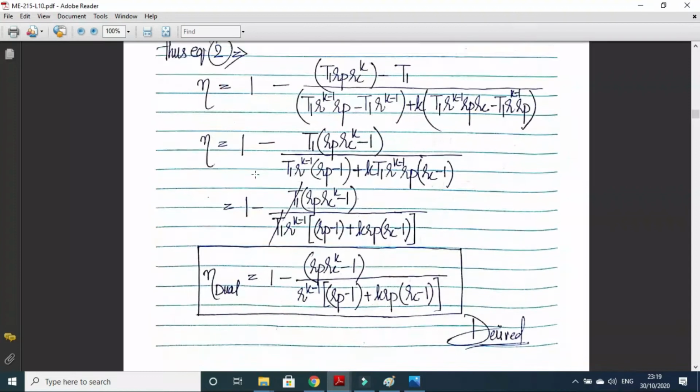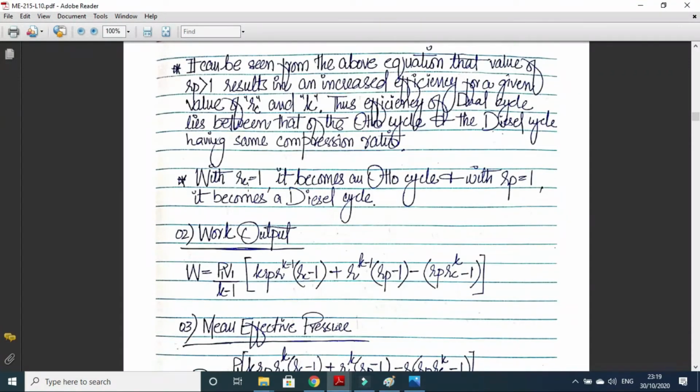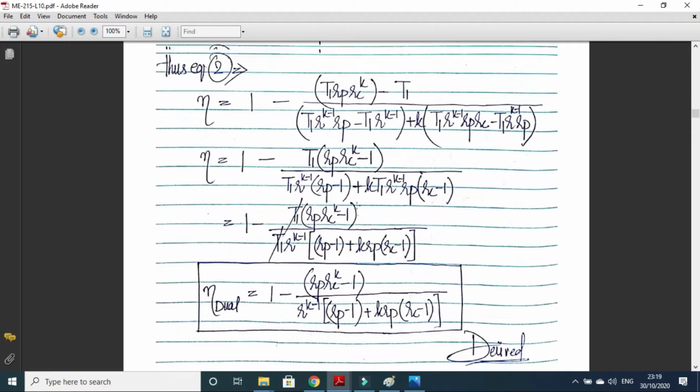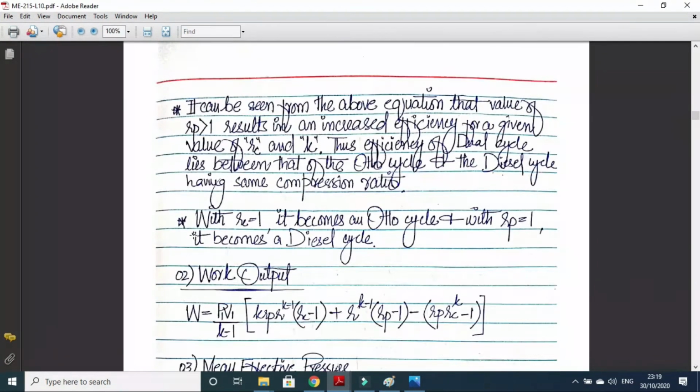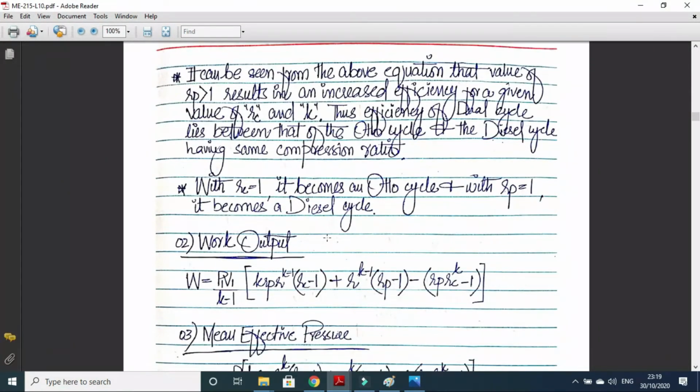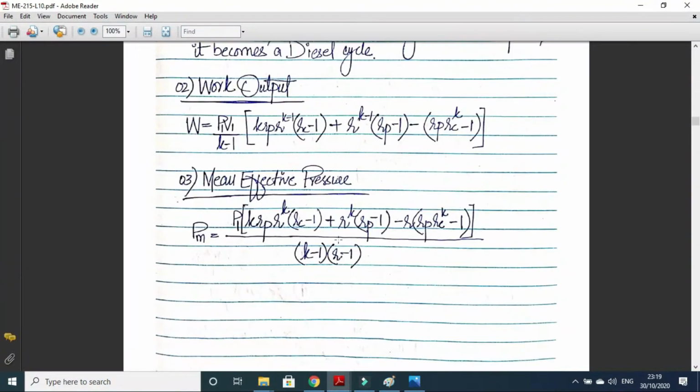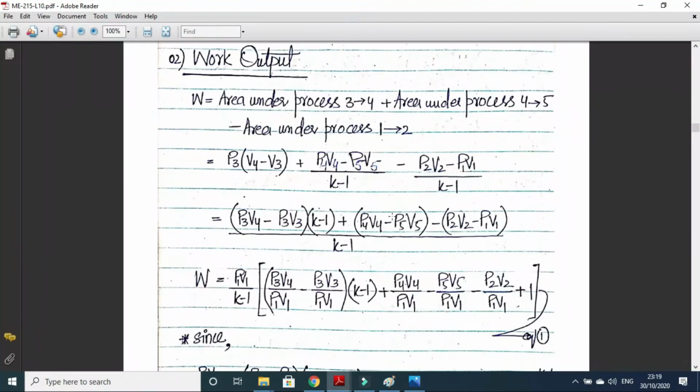In this expression, if you put Rc equal to 1, then it will become the Otto cycle, and if you put Rp equal to 1, then it will become the diesel cycle. So you can check this by putting the values Rc equal to 1 and Rp equal to 1. Okay, so now let's come to the second part, the second derivation, that is the work output.